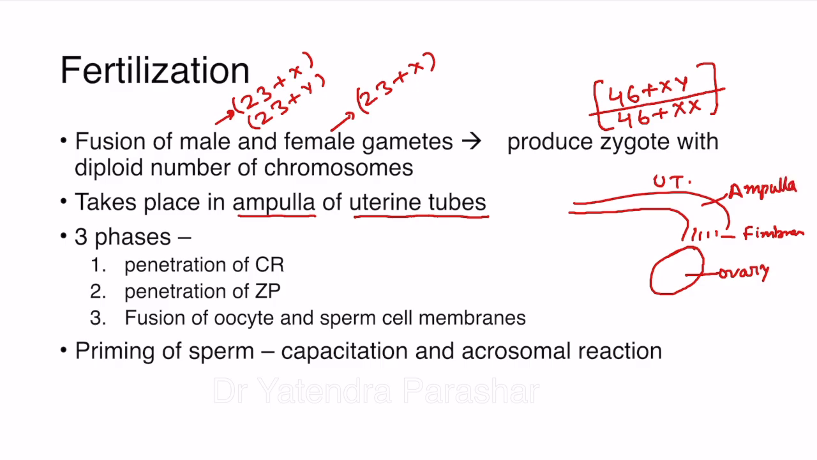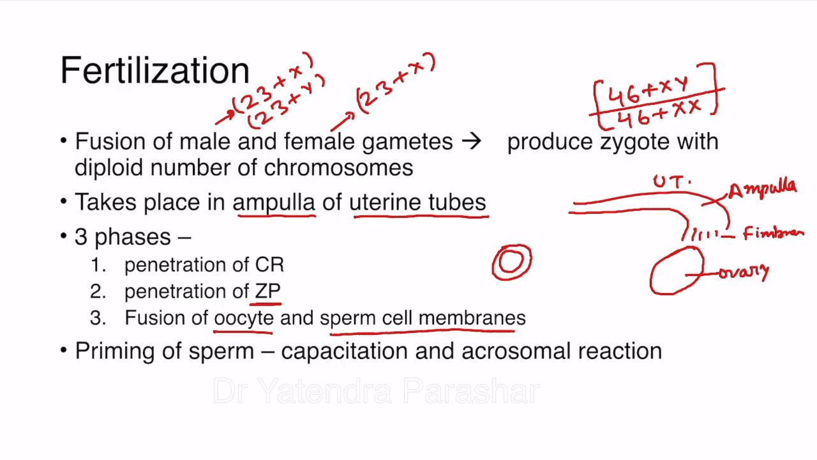Fertilization has three phases. First is the penetration of corona radiata. Second is the penetration of zona pellucida. Third is the fusion of oocyte and sperm cell membranes. This is the secondary oocyte or ovum, and this is the zona pellucida which surrounds the secondary oocyte.